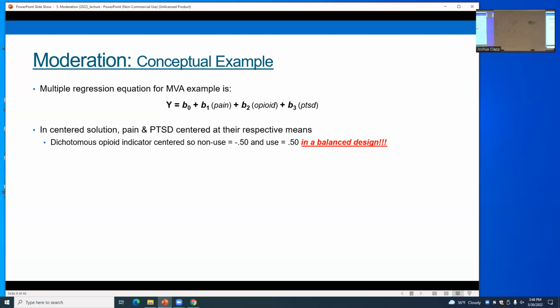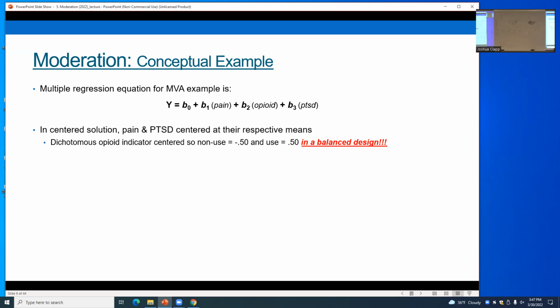Now we've got a dichotomous indicator here, opiate use. It's coded 0, 1. Always make sure that you're coding your dichotomous variables in regression 0 to 1. What we're going to do here is center our dichotomous variable. And remember, in this data set, we've got almost an equal split between people who are using opiates and who are not. So if I have equal splits and I take the mean of opiate use, it's going to be 0.5. So I'm going to create a centered opiate use variable: opiate use minus 0.5, right? People who are non-using are going to be negative 0.5, people who are using 0.5.